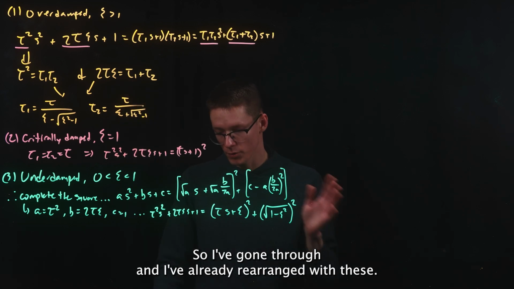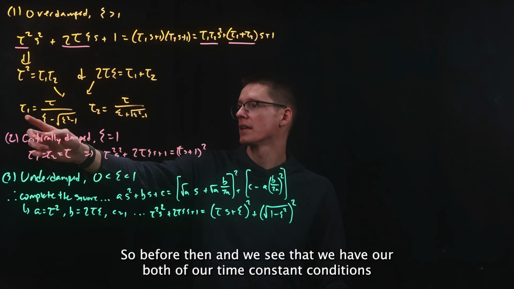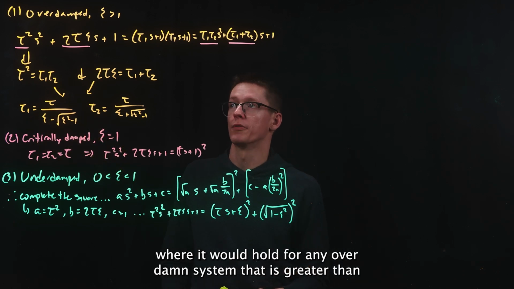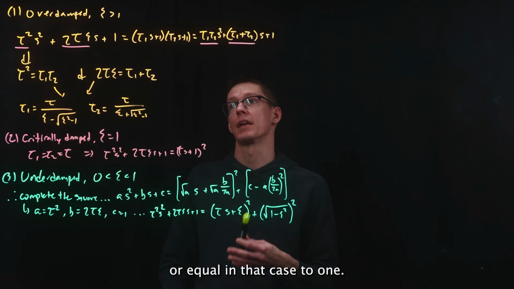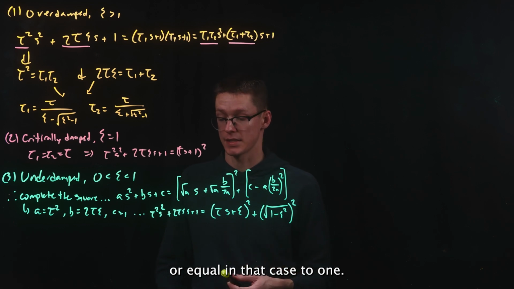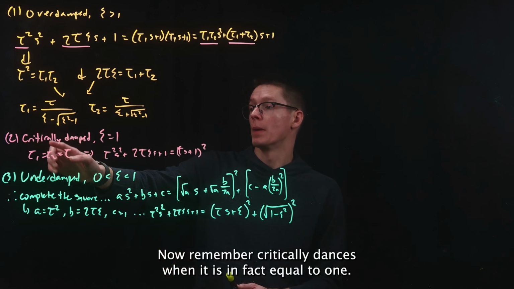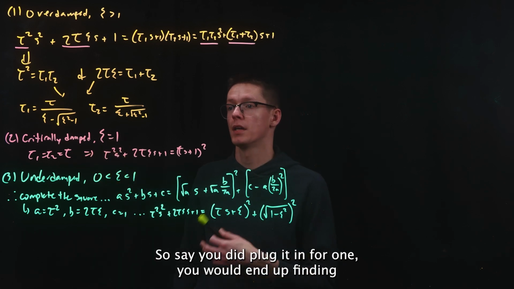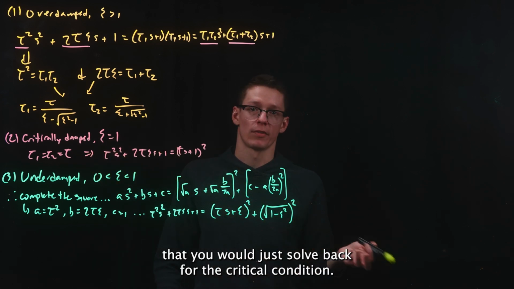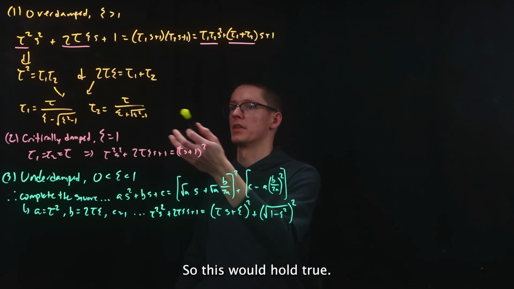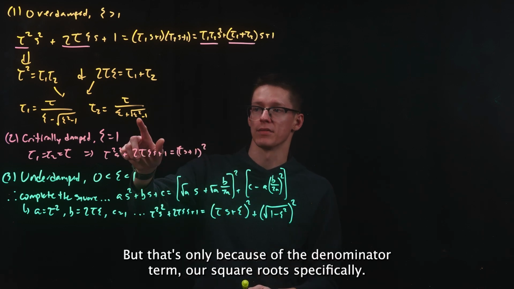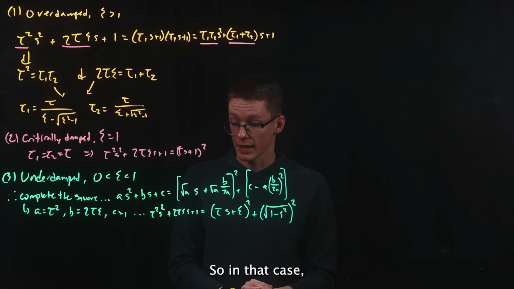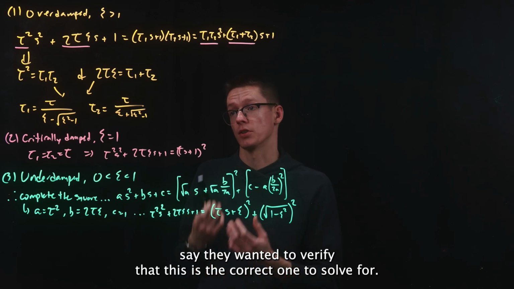So I've gone through and I've already rearranged what these would solve for, and we see that we have both of our time constant conditions where it would hold for any overdamped system that is greater than or equal, in that case, to 1. Now, remember, critically damped is when it is in fact equal to 1. So say you did plug it in for 1, you would end up finding that you just solve back for the critically damped condition. So this would hold true, but that's only because of the denominator term, our square root specifically. So in that case, say they wanted to verify that this is the correct one to solve for.